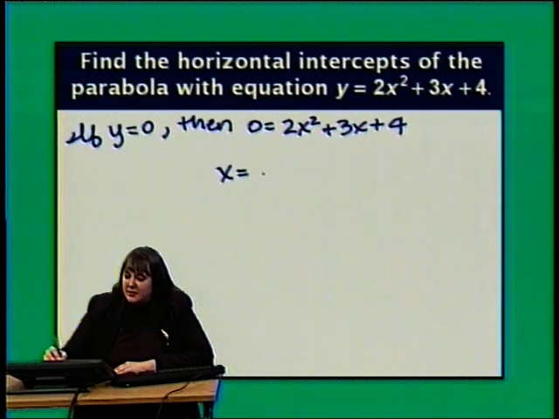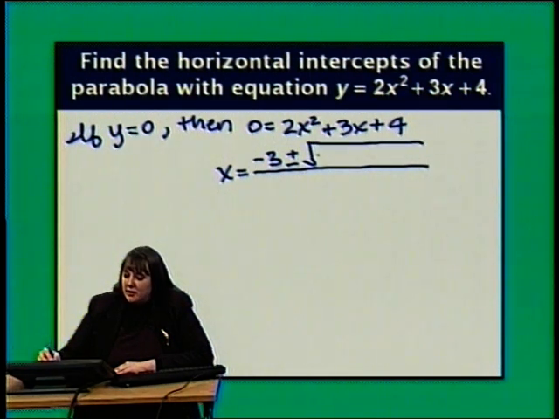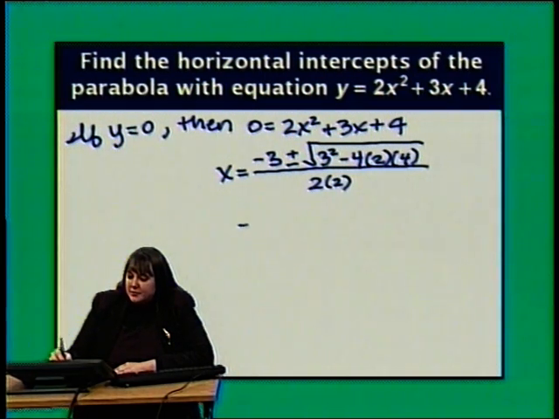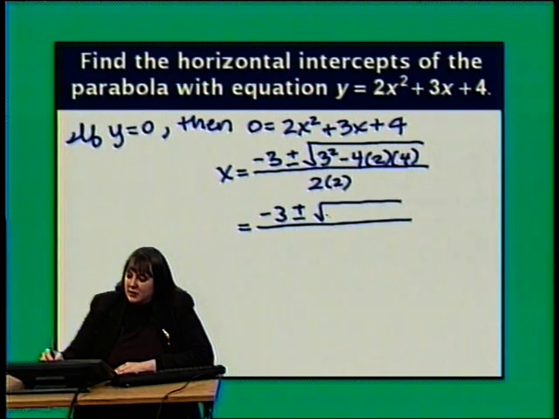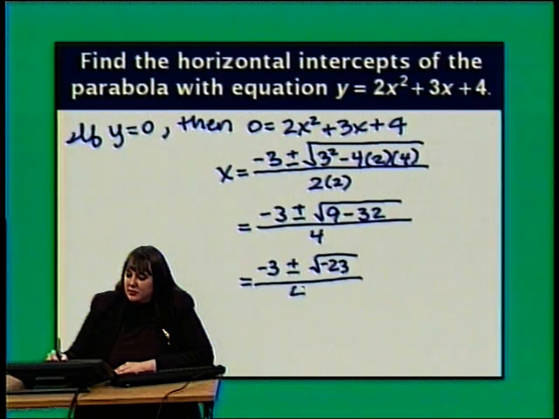So the quadratic formula tells me that x would have to equal the opposite of b, that's negative 3, plus or minus the square root of b squared, that's 3 squared, minus 4 times a, which is 2, times c, which is 4, all over 2a, which is 2 times 2. Simplifying this, I have negative 3 plus or minus the square root of 9 minus 32, all over 4. So this is negative 3 plus or minus the square root of negative 23, all over 4.